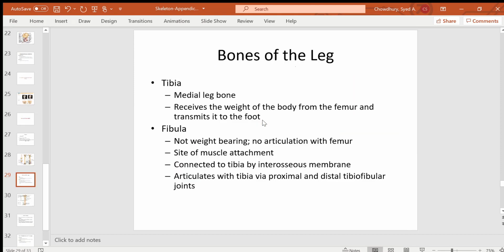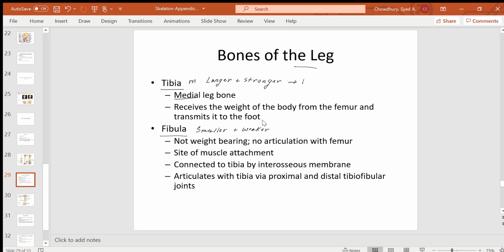Bones of the leg. In your leg you have two bones, tibia and fibula. Tibia is the medial bone, and fibula is the lateral bone. Tibia is the bigger one and stronger one, thicker one, and fibula is smaller, that means weaker. Tibia transmits the body weight.